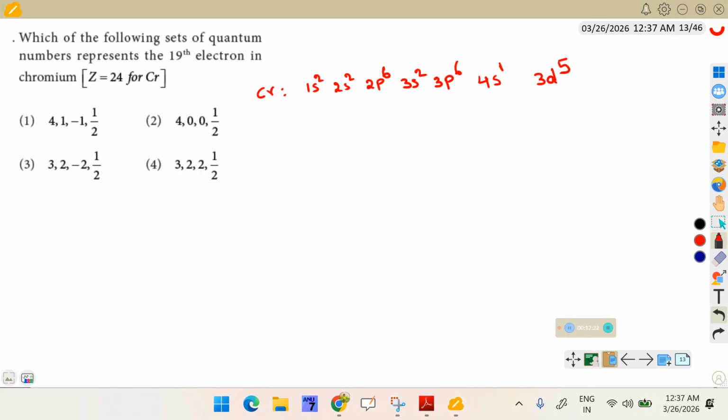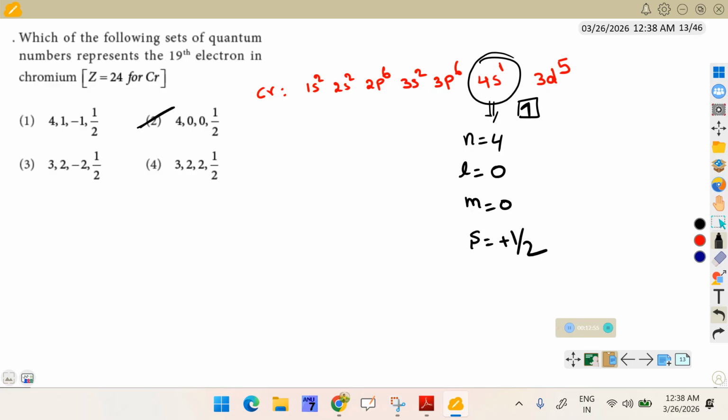Which of the following sets of quantum numbers represents the 19th electron in chromium? Chromium, 19th electron. The 19th electron is in the 4s orbital. So n value is equal to 4. For an s orbital, l value is 0, m value is 0, 4s1. The first electron is in the clockwise direction, so s value is plus half. Second option is correct.